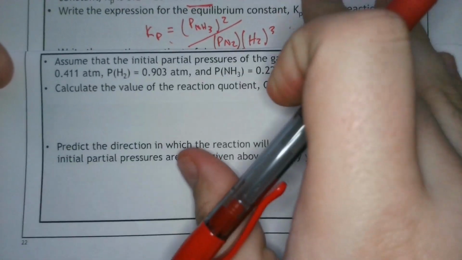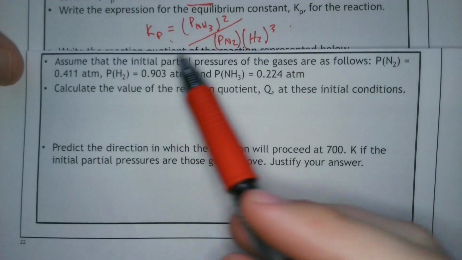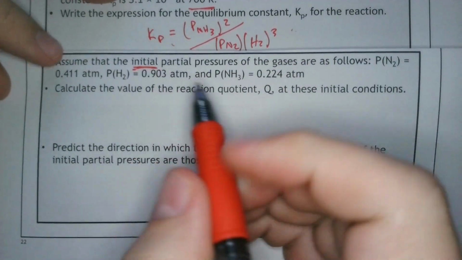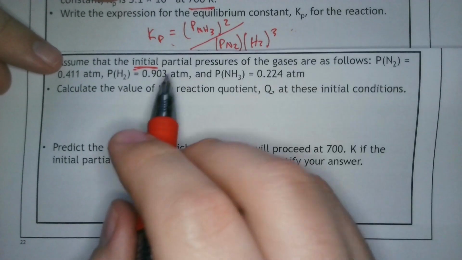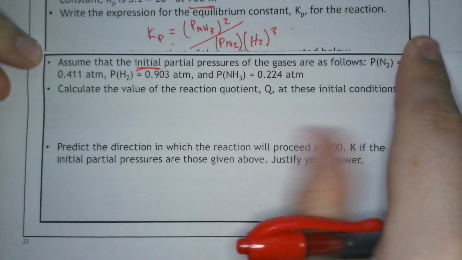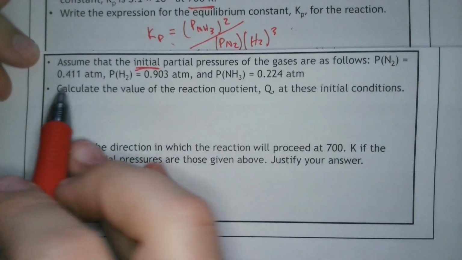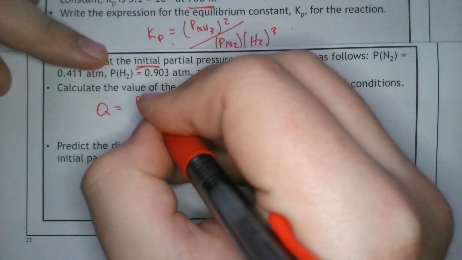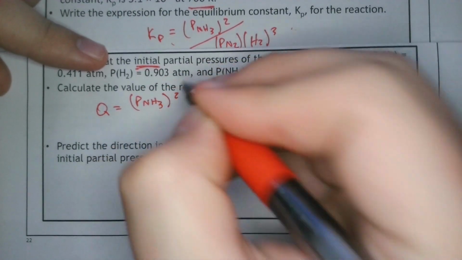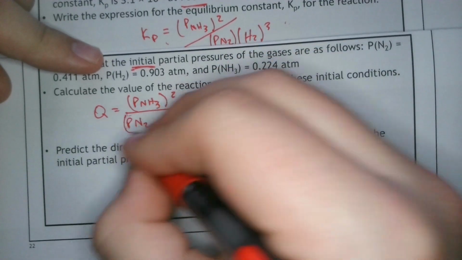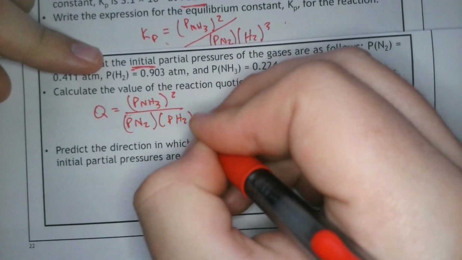It says assume the initial partial pressures of the gases are as follows. Okay, when I see this, I see initial. That does not mean equilibrium, so I'm not going to use K. Instead, I'm going to use Q. Initial partial pressures or not at equilibrium means you use Q instead of K. Right. So I have my pressures of my gases written out, and I'm just going to use Q equals the pressure of NH3 squared divided by the pressure of N2 times the pressure of H2 cubed.